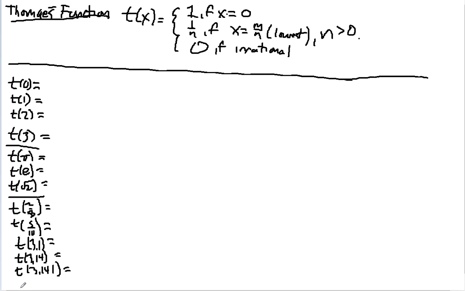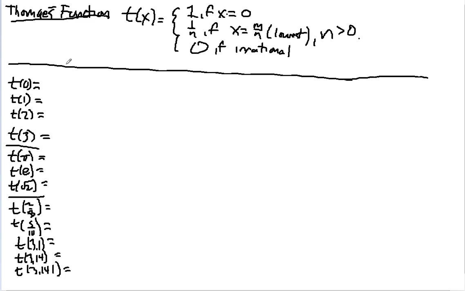We are here to talk about Thomae's function, which is terribly interesting. It's defined to be 1 if x is equal to 0, 1 over n if x is a rational number written in its lowest terms, where the denominator n is positive, which is always possible, and 0 if x is irrational.